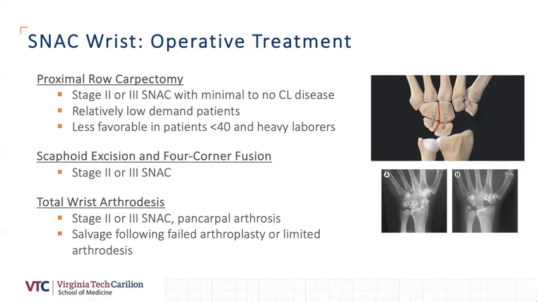You can also do a 4-corner fusion, again indicated in stage 2 or 3 SNAC wrist, or total wrist arthrodesis, again for stage 2 or 3 SNAC wrist. And that would be really your salvage option for other failed arthroplasties or limited arthrodeses.